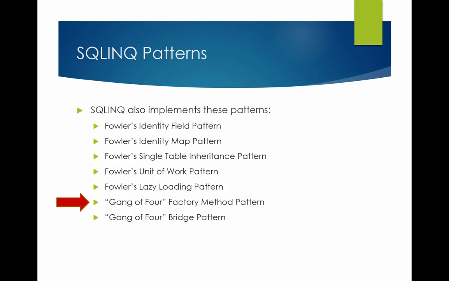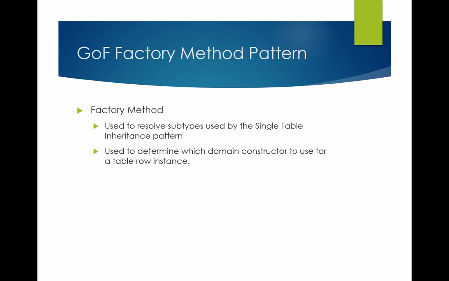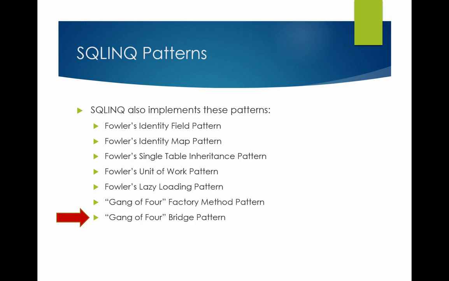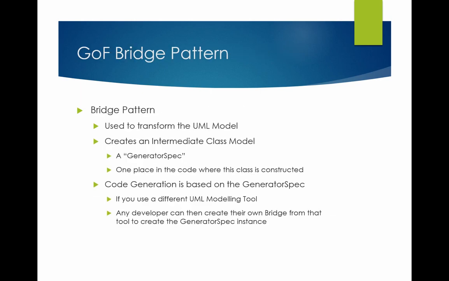Gang of 4 factory pattern. Basically, it's used to resolve subtypes used by the single table inheritance pattern. What it does is it uses the subtype to figure out which domain constructor to use for a row instance. And finally, the gang of 4 bridge pattern is used in the generator.